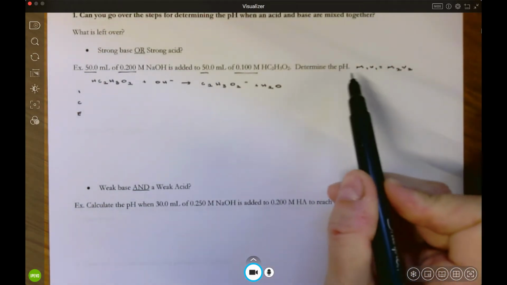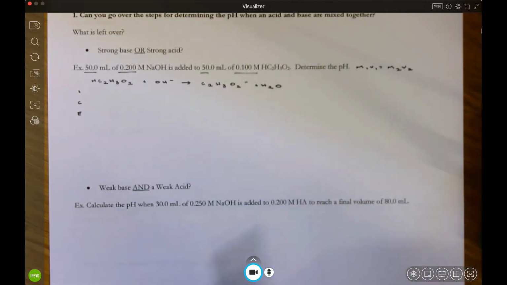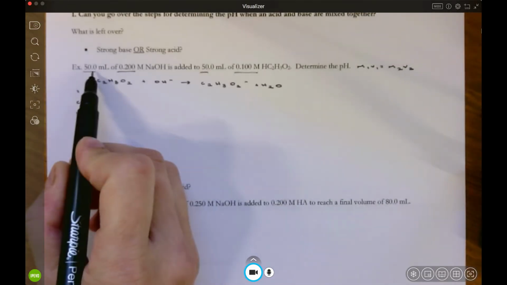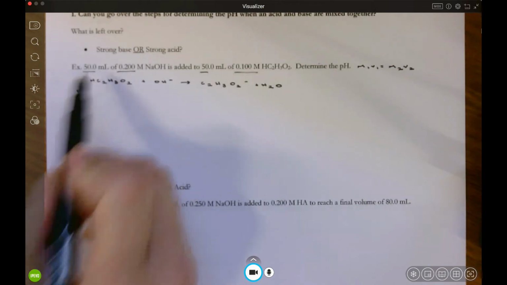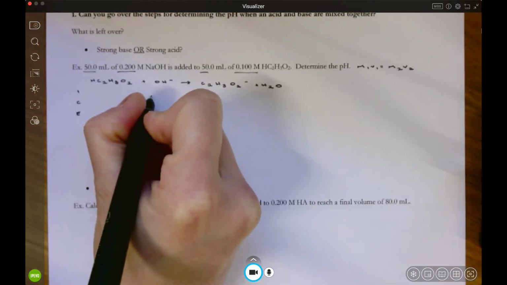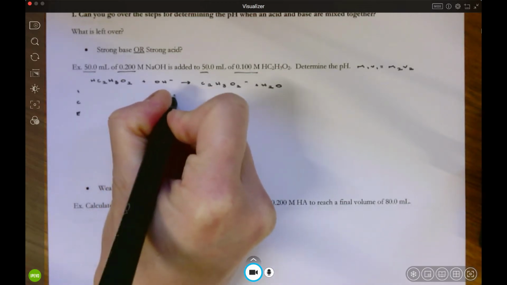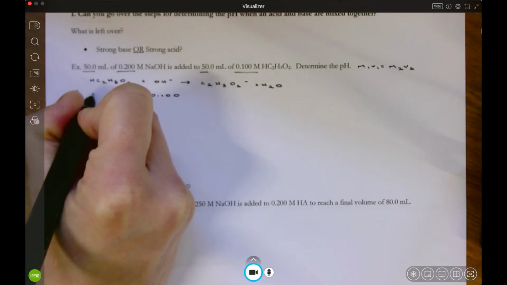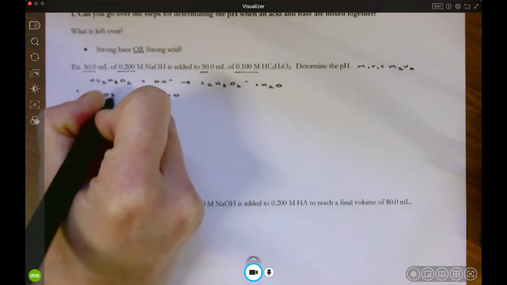You do not use M1V1 equals M2V2 when you're doing a titration problem. For titration problems, you're going to be using stoichiometry. So I'm going to take 0.2, multiply by 50, and divide by the total new volume, which is 100. For the concentration of hydroxide, I get 0.100. For the concentration of acetic acid, I do the same thing with 0.1 molar, so I get 0.050.